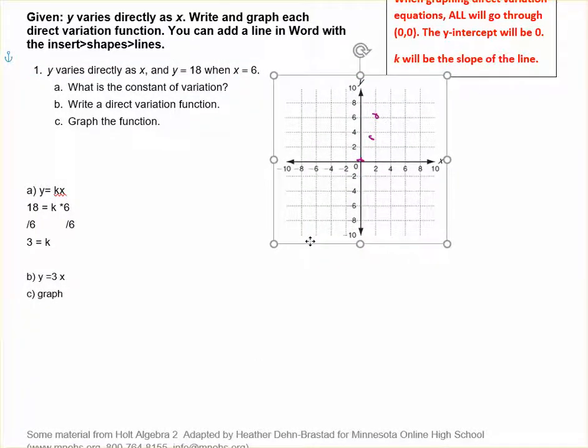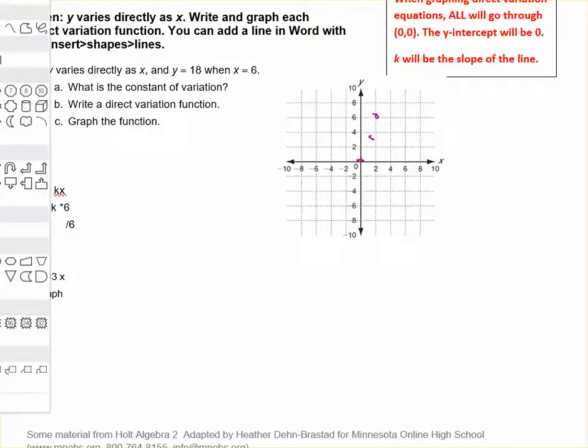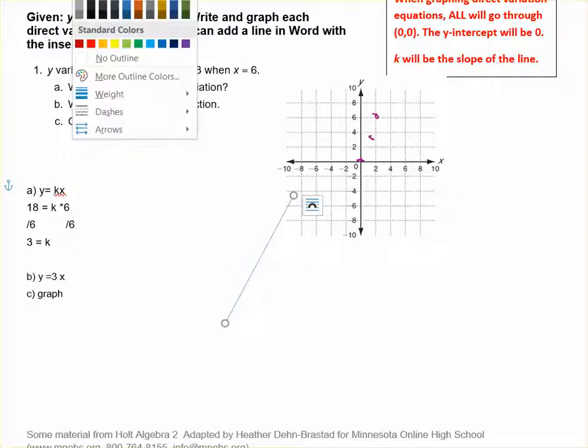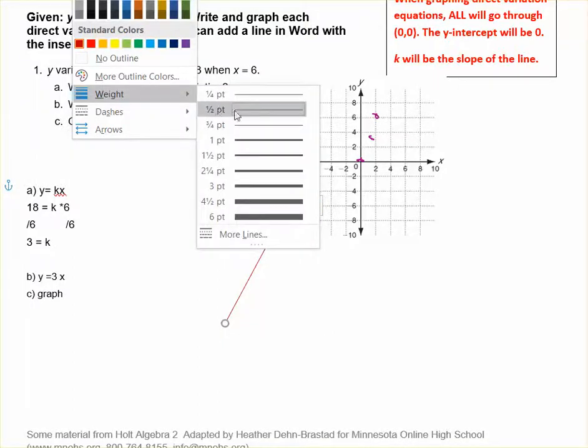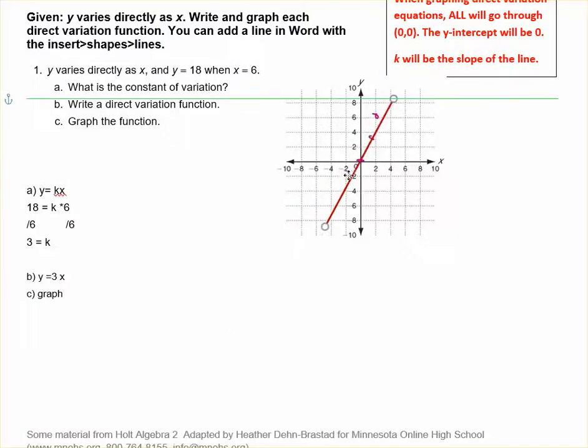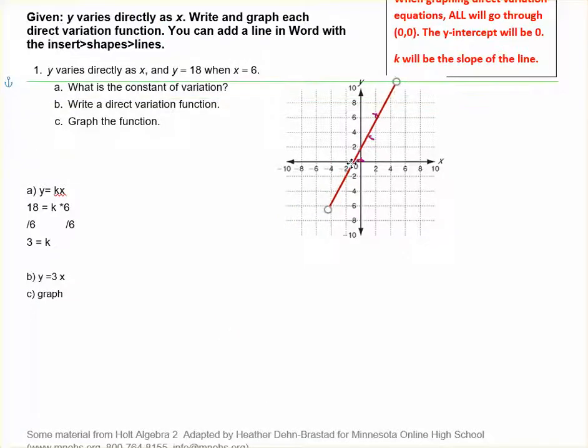Trying to get it back to where it was. Try that again. I'm going to make my line over here and then I'll move it so I don't do that again. Make it a little darker, a little fatter, so you can see it better. Okay, so now it's probably not the right slope, but I'll adjust it once I get it over here. I know it has to go through 0, 0.